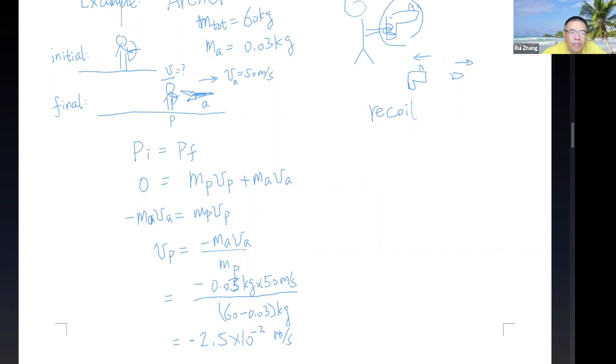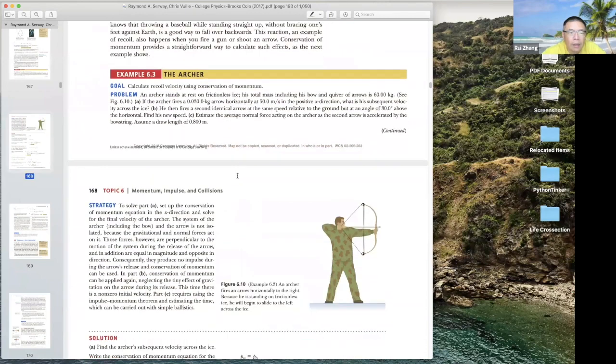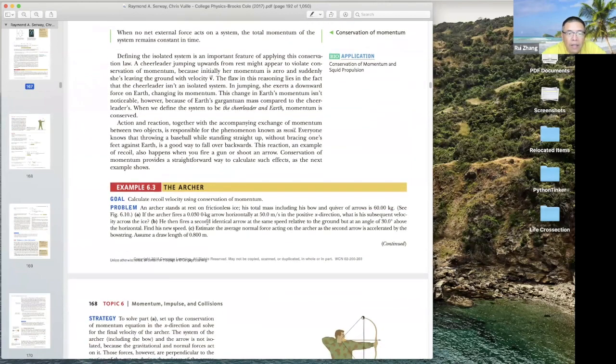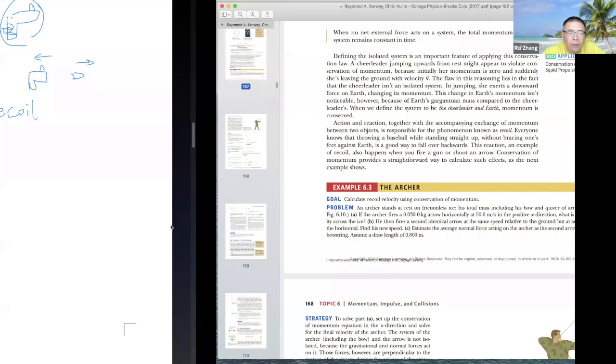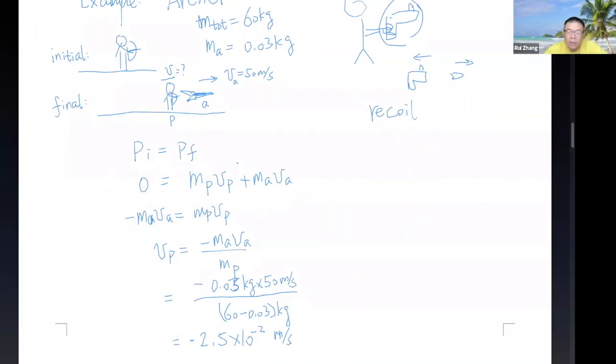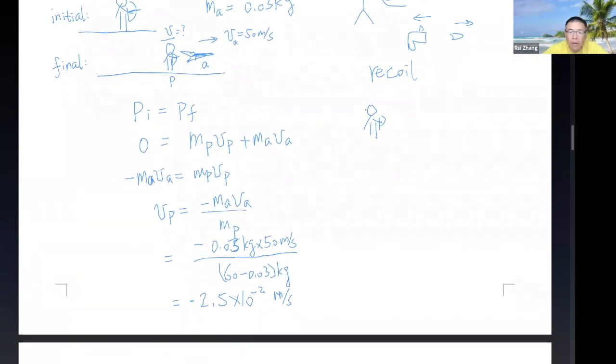Okay, let's go ahead and do the second part of this problem. The second part says that he fires a second identical arrow at the same speed, but this time at an angle of 30 degrees above the horizontal. So what is the initial state in the second case? Well, this man is still there, but now he's moving with some velocity already, because he's going backward with the velocity we just calculated. So this is the initial state. I'll call it VP.